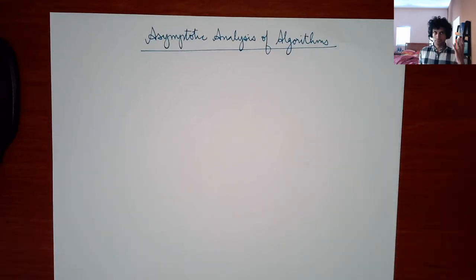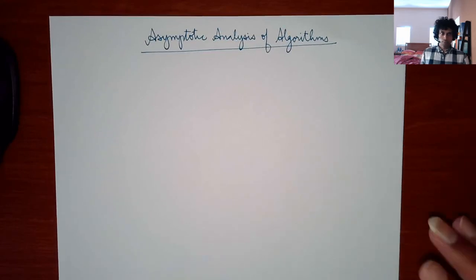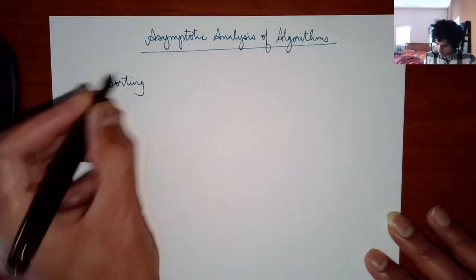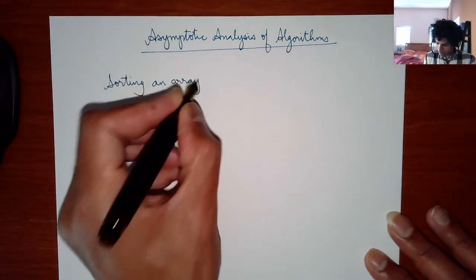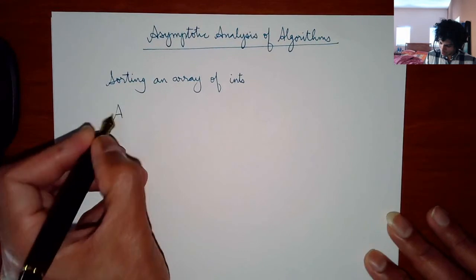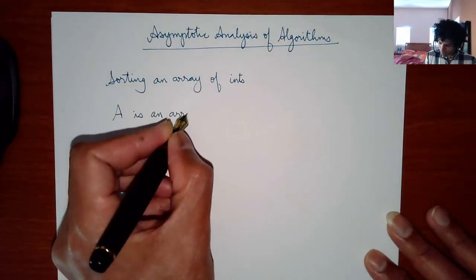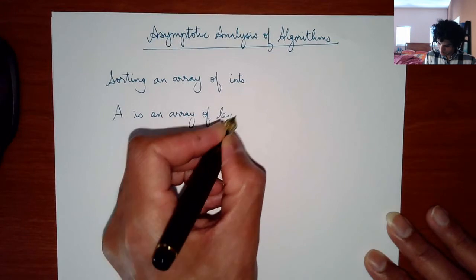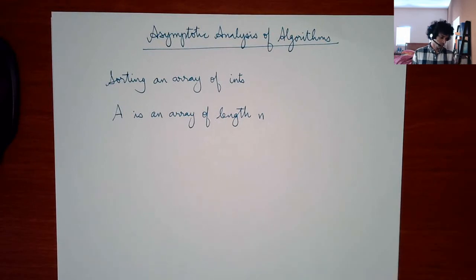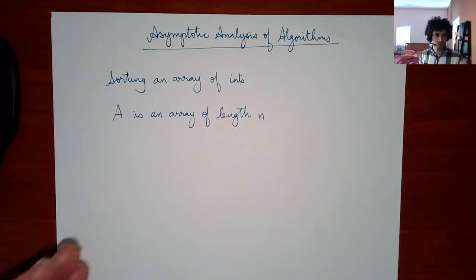So I want to start from a simple problem that many of you probably have already seen, which is sorting an array of ints. Very simple question. So A is an array of length n, and you want to sort it. What is the simplest sorting algorithm? Simple, reasonable sorting. I mean, you have to implement one of these for homework 1 anyway.